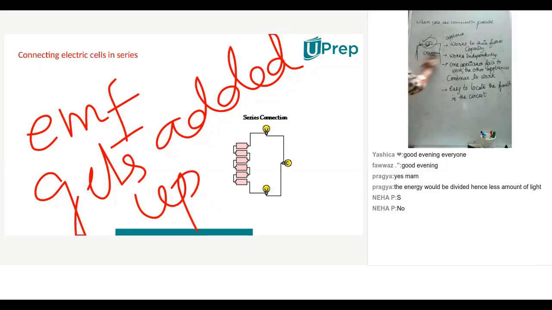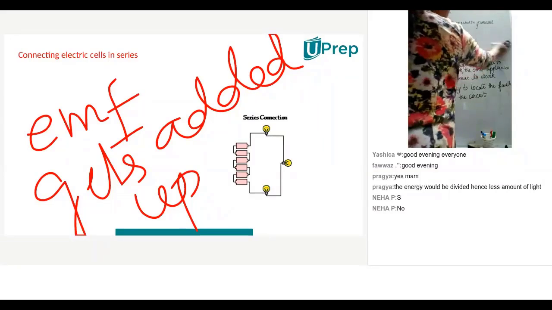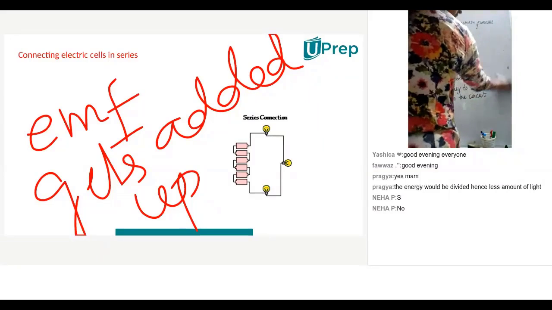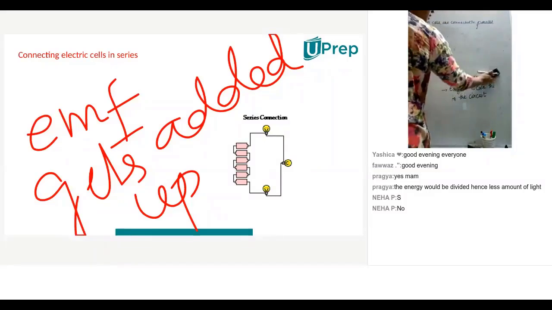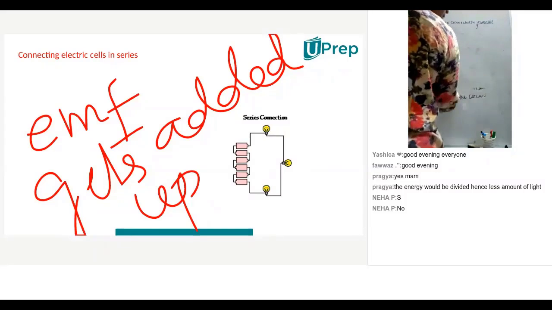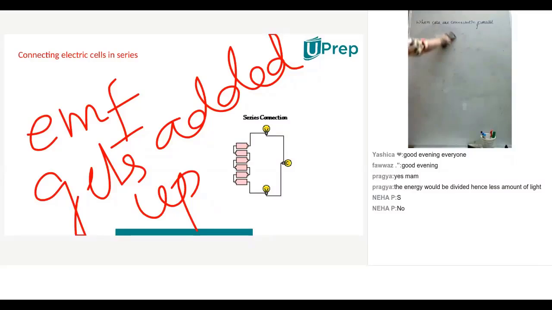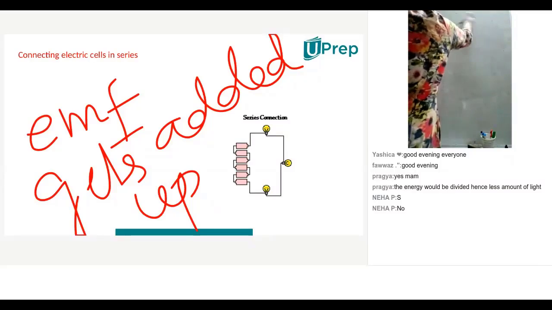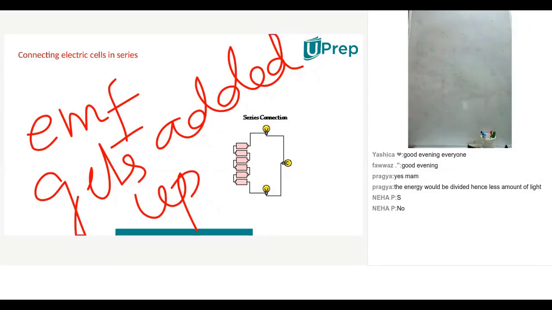Is that understood? So this is all about parallel connection, and when compared to series connection, you can see parallel connection having more advantages. So parallel connection is advantageous compared to series connection.